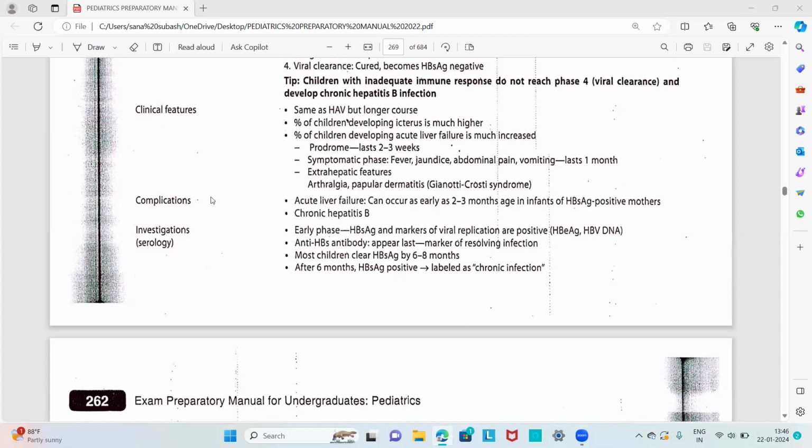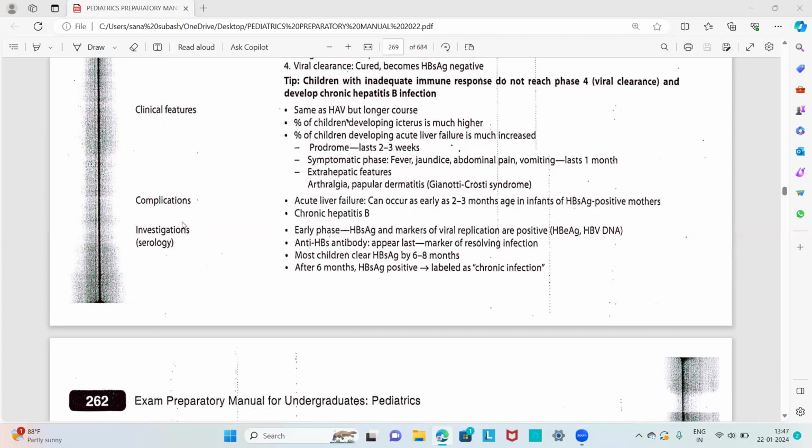And the complications of hepatitis B infection: acute liver failure happens. It can occur as early as 2 to 3 months of age in infants of HBsAg positive mothers. There will also be complications like chronic hepatitis B, which happens in the case of children.